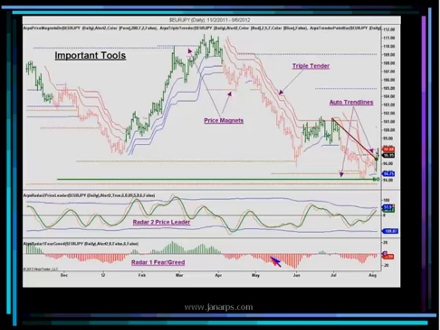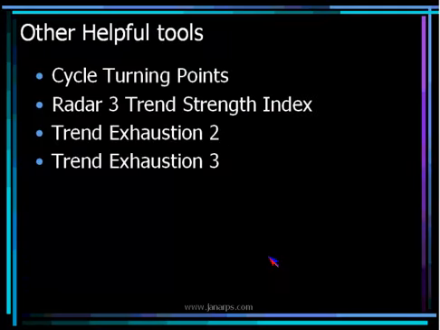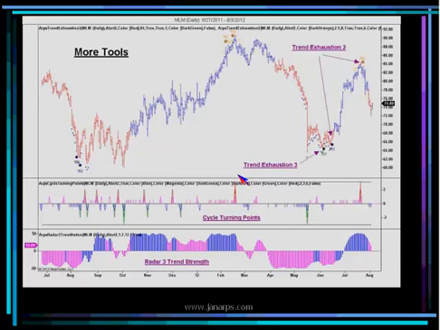Right now I want to show how we use them to get out of these trades. A few other helpful tools that I'm going to talk about today are the Cycle Turning Points tool, the Radar 3 Trend Strength Index, Trend Exhaustion 2, which is a great signal dot tool that gives us a warning in real time when the trend is likely to be expiring, and Trend Exhaustion 3. I'll show you some of these tools and how we use them to identify good exit opportunities. Here's what some of those tools look like.